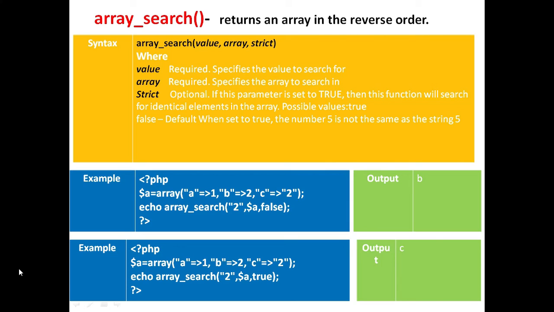Here I defined an array with 1, 2 and 2. At index B I assigned the integer 2 and at C I assigned string 2. And if I use array_search method with strict value false, it will return B, and if I use strict value true, it will return C.